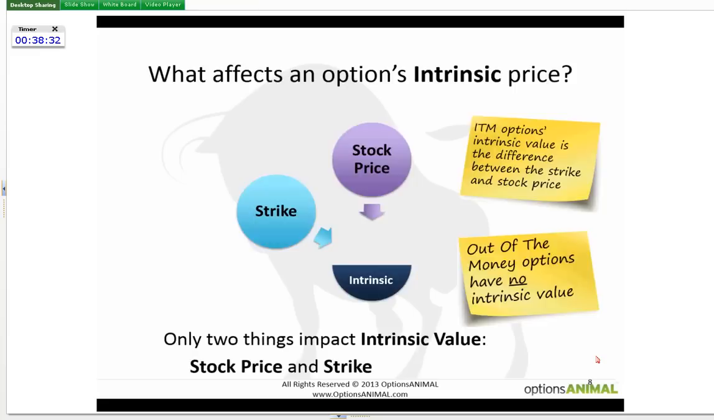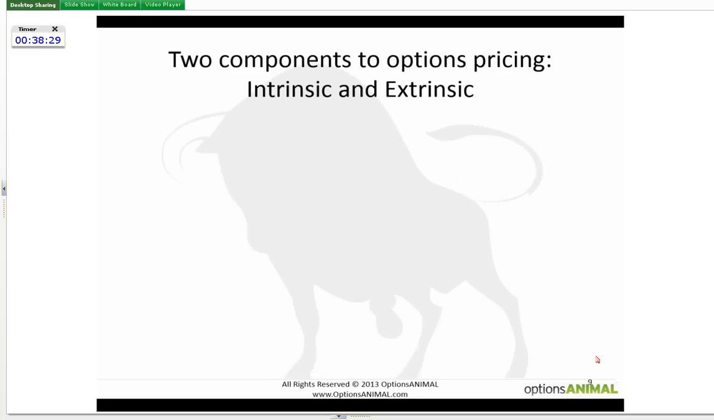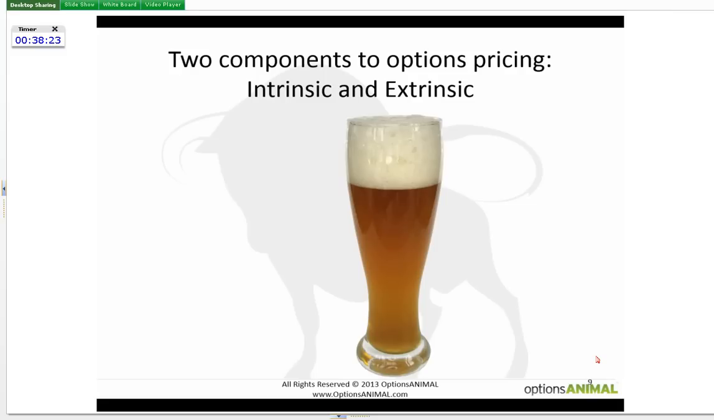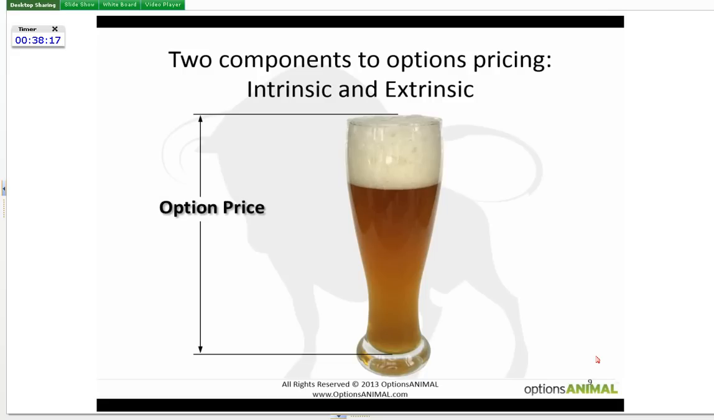Now, the other portion of the price, the extrinsic. I think a really good analogy, one that I like to use, maybe because I like beer, is if you looked at the height of the beer from the bottom to the top, that would be your option price, and the liquid portion of the beer would be your intrinsic, and the upper portion would be the extrinsic.